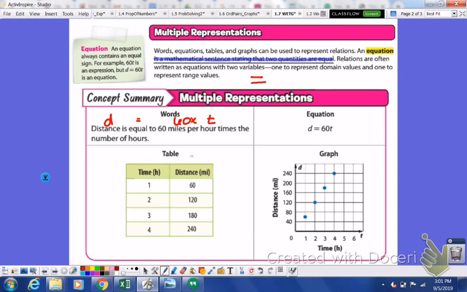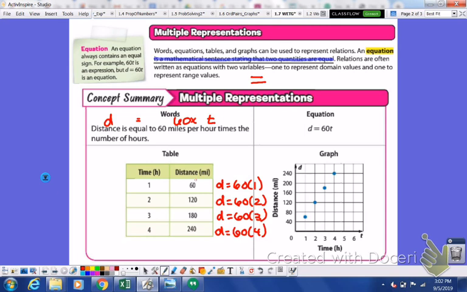We could also make a table with examples. So we have our hour 1, 2, 3, and 4 hours. And our distance is filled in here because we know that our equation is d equals 60t. So if time is 1, then d equals 60 times 1. If we have 2 hours, then d equals 60 times 2. 3 hours would be d equals 60 times 3. And d equals 60 times 4. Simplify those out to get our distance of 60, 120, 180, and 240.